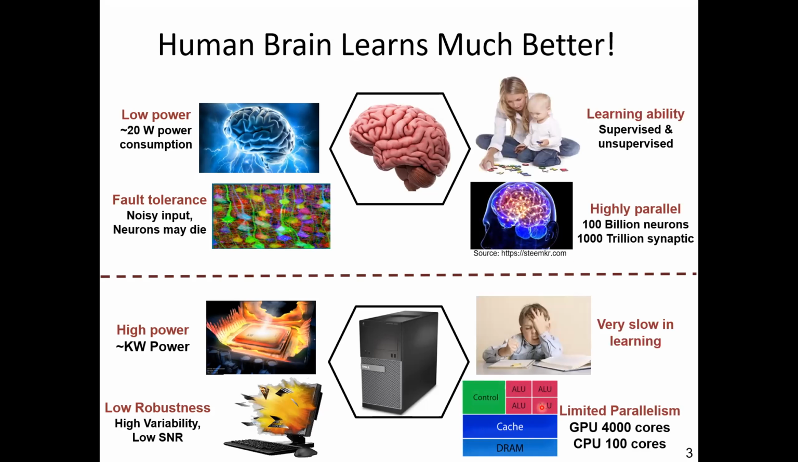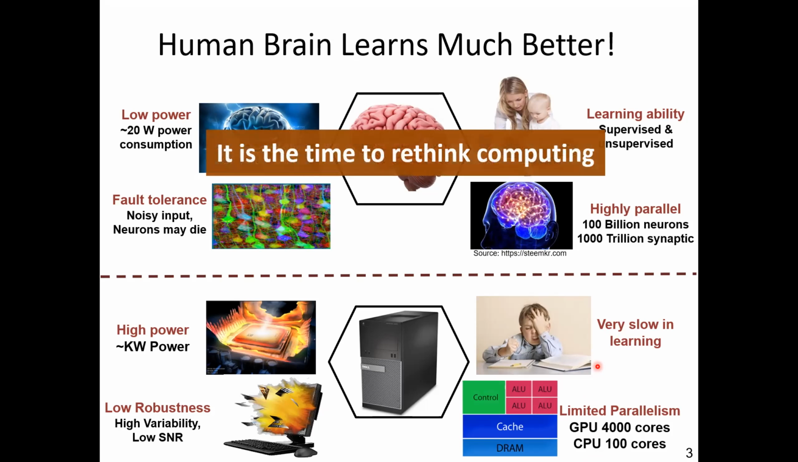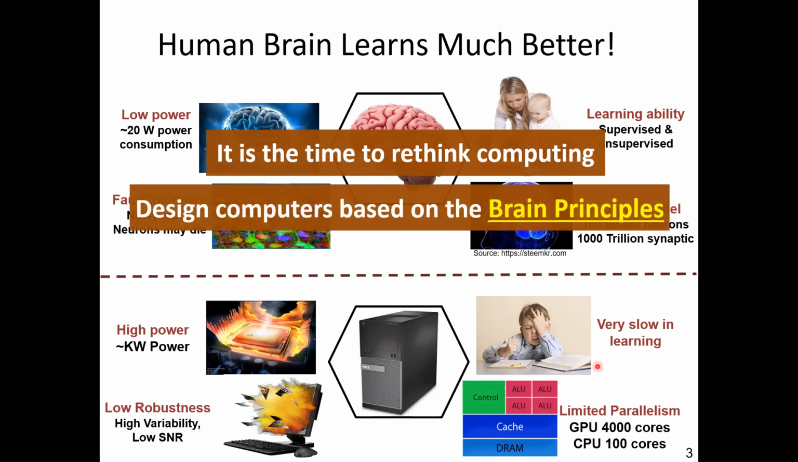The last factor is learnability. The brain learns from both supervised and unsupervised data, while today's computers don't learn, they emulate learning in a very inefficient way. So it is obvious that it's time to rethink computing. It's time to design computers that can natively support learning tasks. What we are doing using hyperdimensional computing is looking at how the brain works from an abstract and functionality level, and trying to mimic the same properties on hardware.